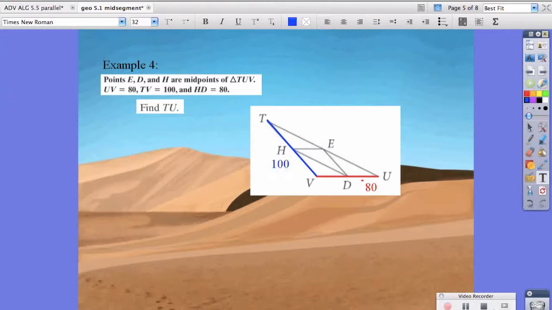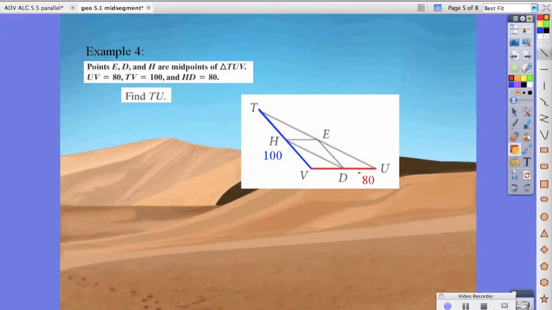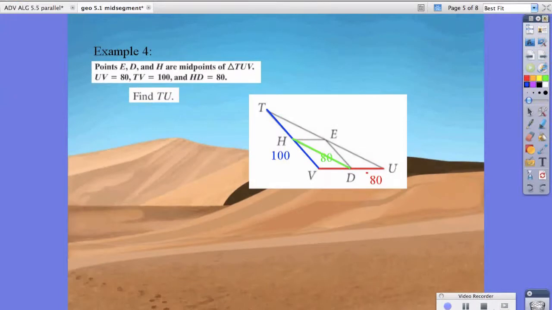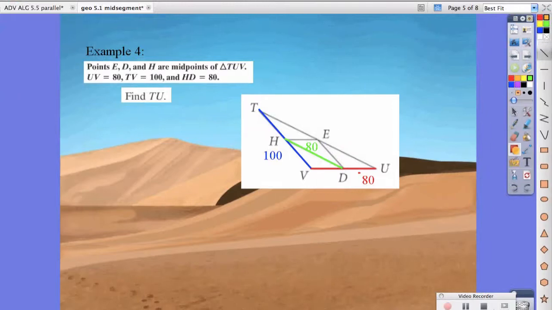And it says HD. HD is this line right here. We're going to do this in green. It says that HD is 80. So now that we have everything labeled, all they're asking us to do is find TU, which is this line segment right here.